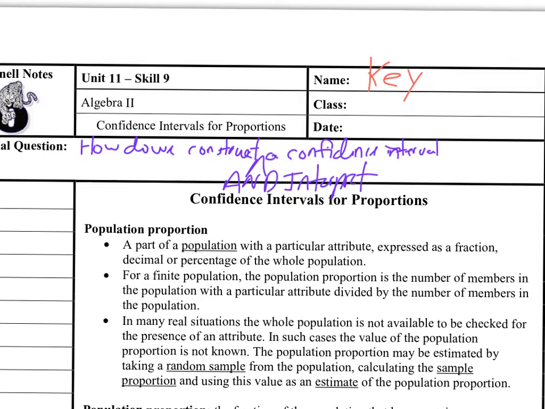Eleven nine. How do we construct and interpret a confidence interval? So we're going to do some definitions for proportions and population so we have an idea of what's going on. Bear with me with the definitions here as we go through this.